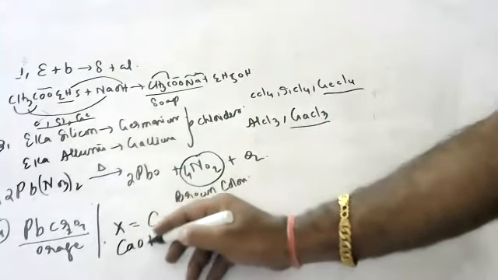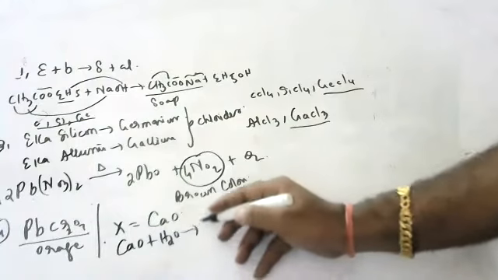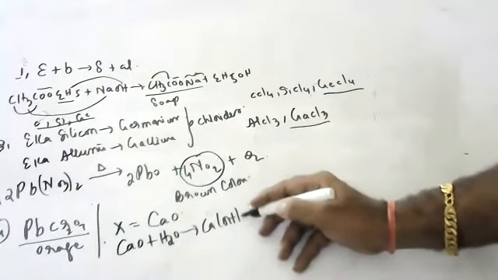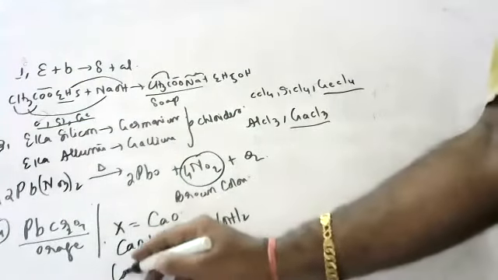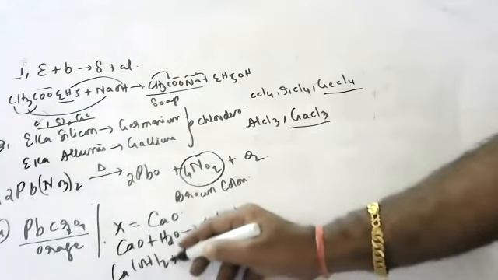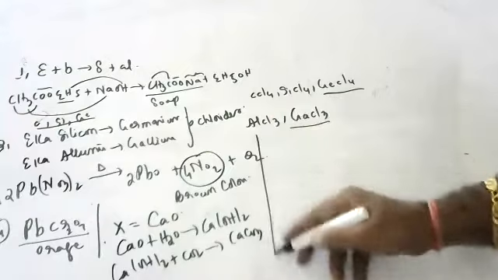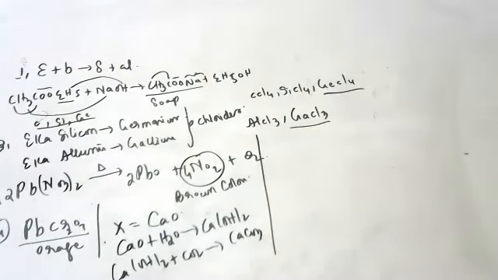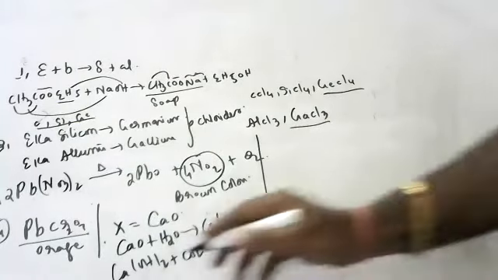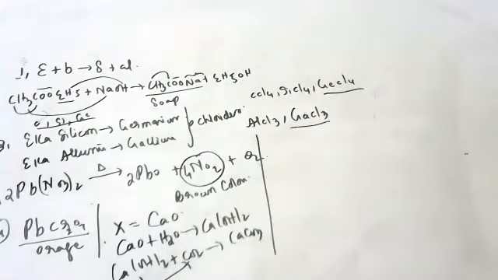CaO will react with water and you will get Ca(OH)2. The Ca(OH)2 reacts with atmospheric carbon dioxide and gives a white layer of CaCO3. Shining white color of CaCO3 is formed because lime reacts with atmospheric carbon dioxide.